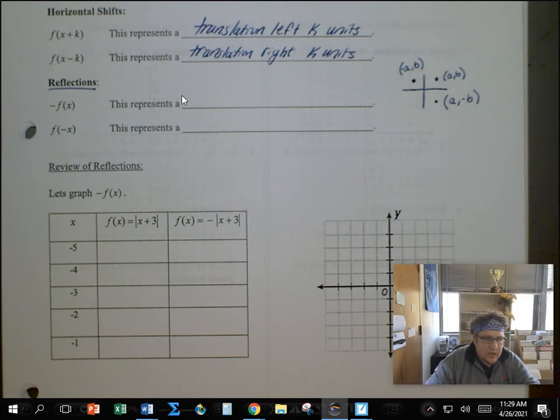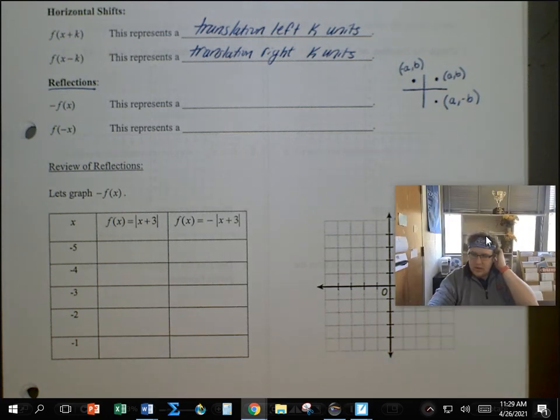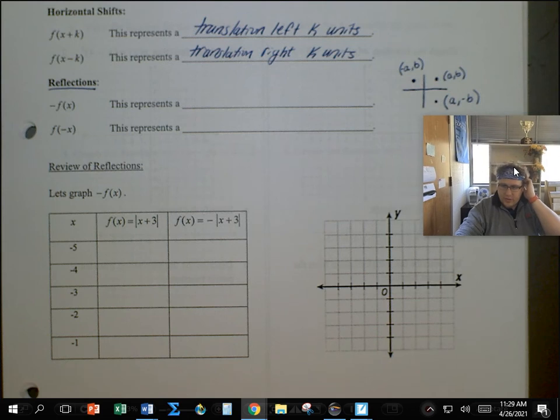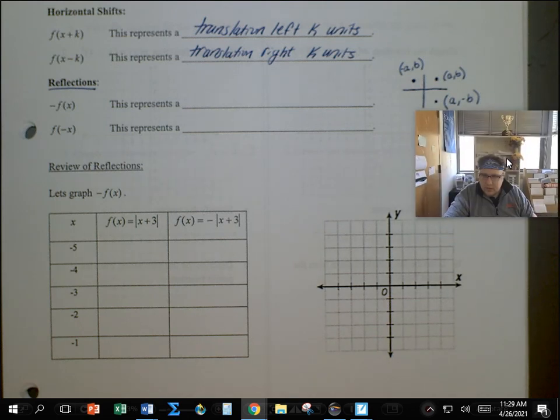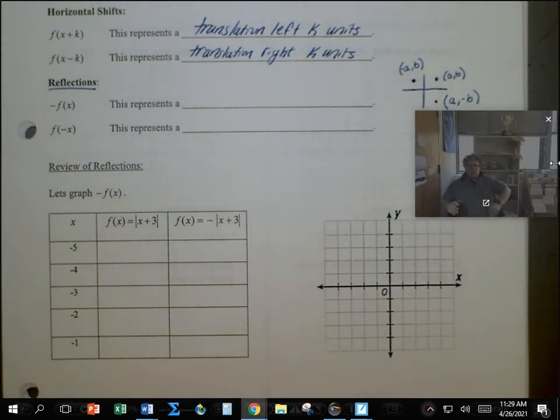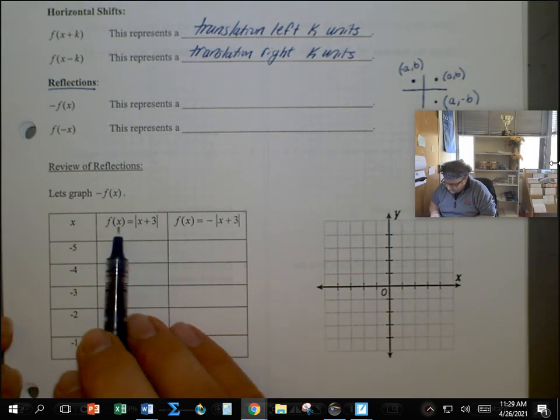So it's kind of our job right now to figure out if the negative's on the outside, which point is that, right? If the negative's on the inside, which point is that? So we need to figure out what type of reflection this is. So I am going to nestle myself right up here. Okay, so we've got a graph.